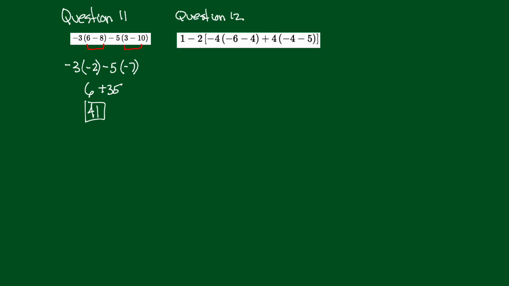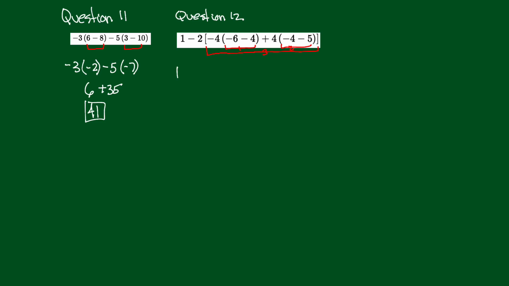Looks like we have a lot going on here in number 12. Let's see. I've got this set of grouping symbols here, this square bracket. Well, that whole thing is a grouping symbol. But inside that grouping symbol, I've got these parentheses. So let's work here first. I'll do that one first, this one second, and then I'll do this one third.